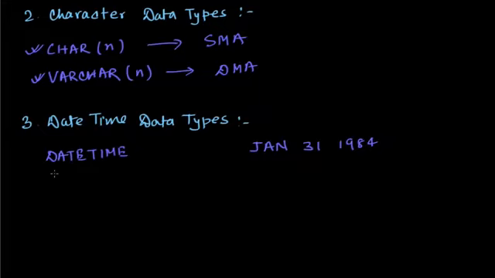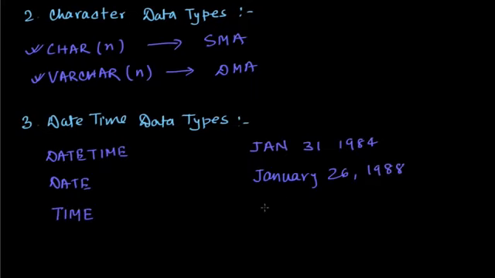Now we have another data type, that is date. Date will store the date like this, January 26, 1988. Time is a data type which stores time. For example, it will store something like 12:30 p.m.